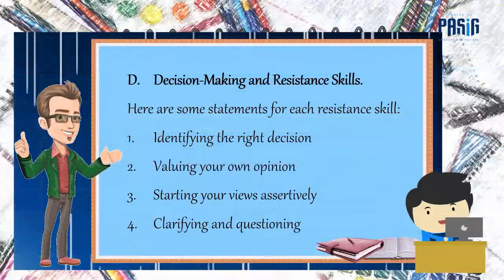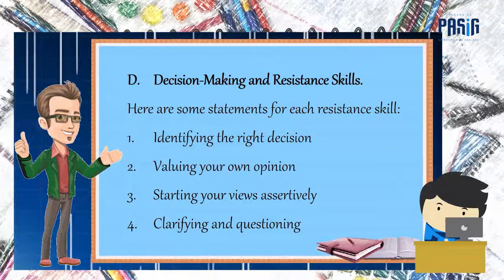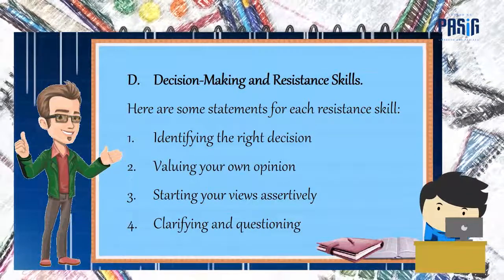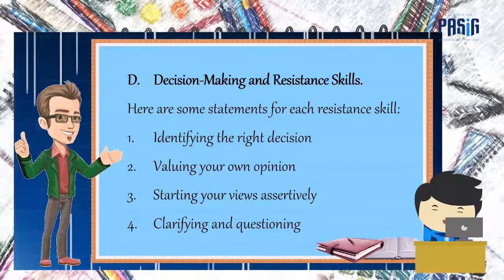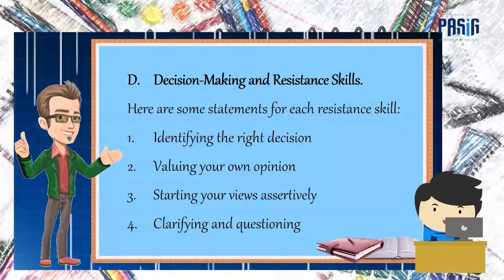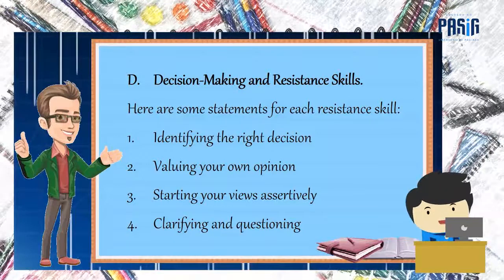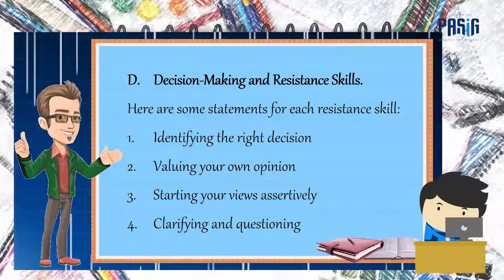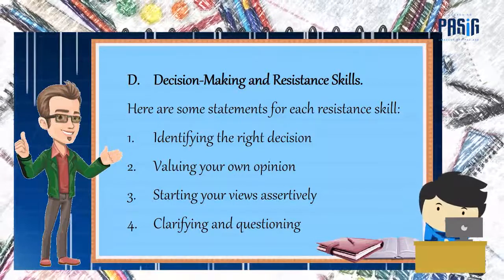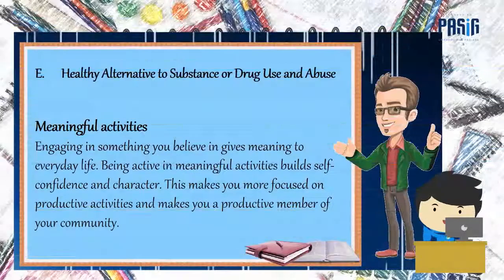Letter D. Decision-making and resistance skills. Here are some statements for each resistance skill. Number 1. Identifying the right decision. 2. Valuing your own opinion. 3. Stating your views assertively. 4. Clarifying and questioning.